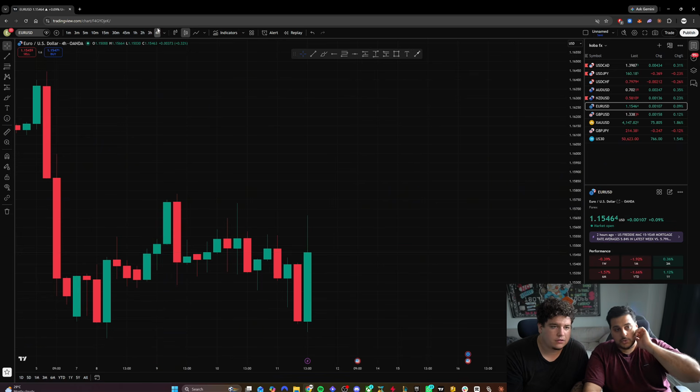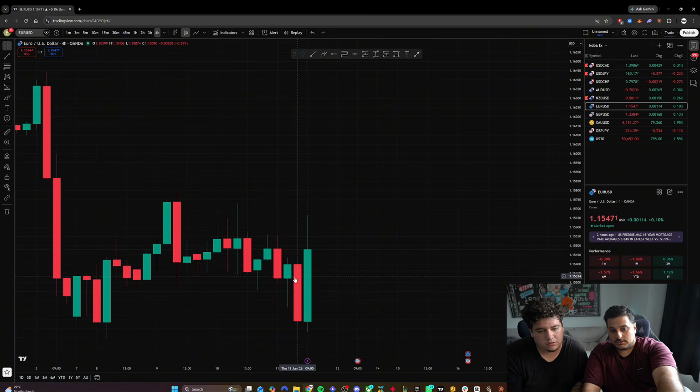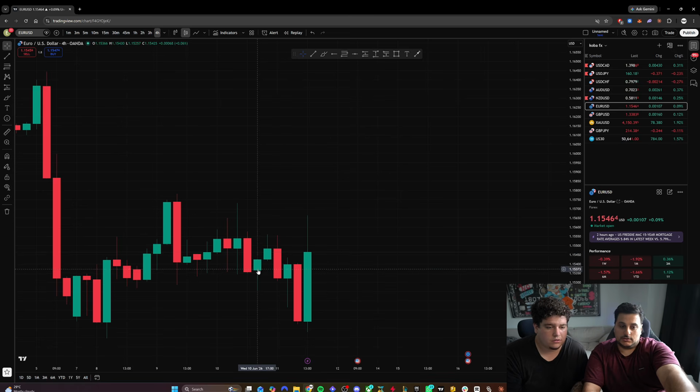Right now we're looking at the 4-hour time frame, which basically means every single candle is 4 hours of time. So the current 4 hours, this is 4 hours ago, 8 hours ago, 12, 16, 20. Get it?